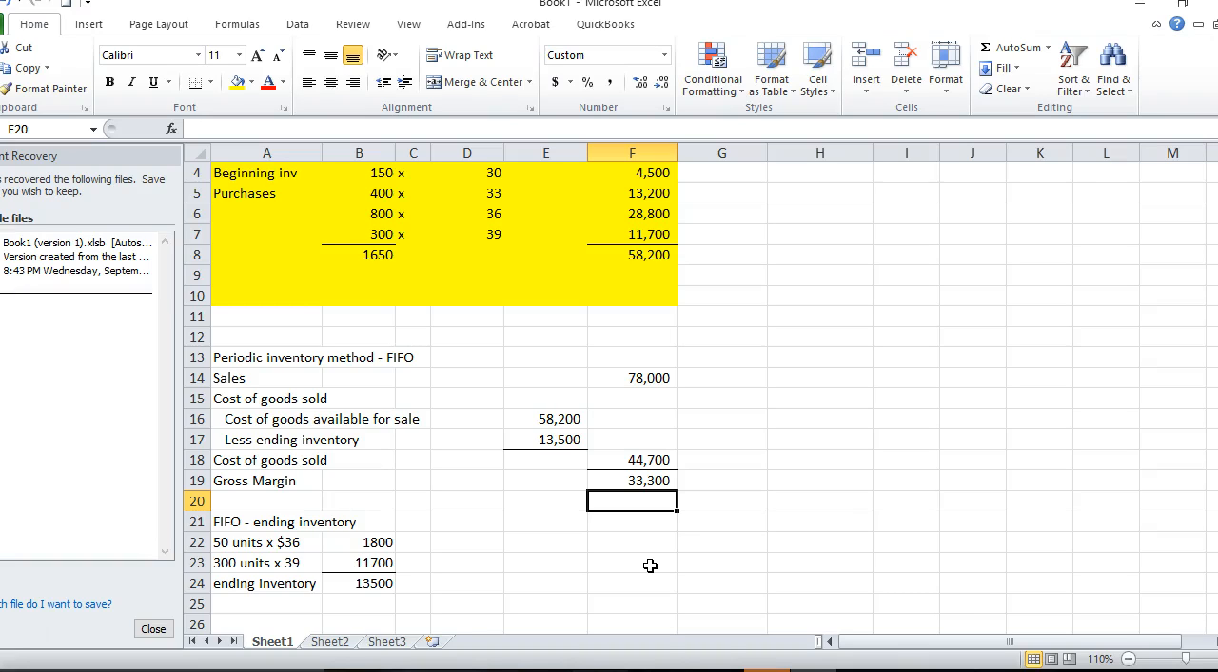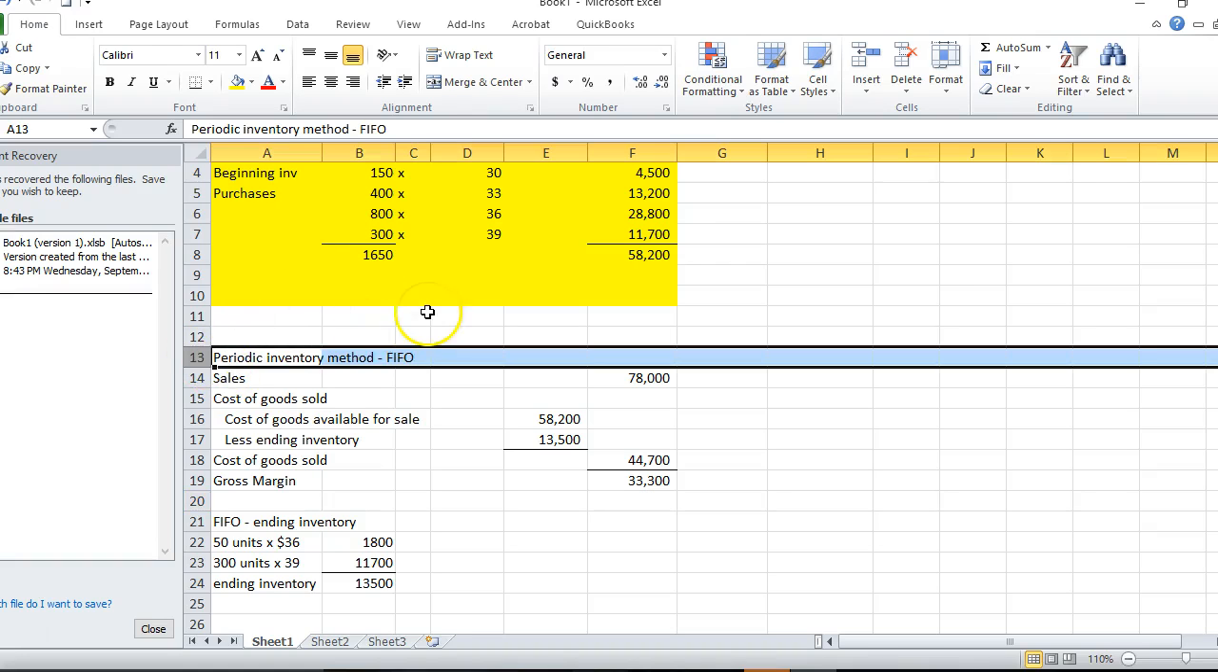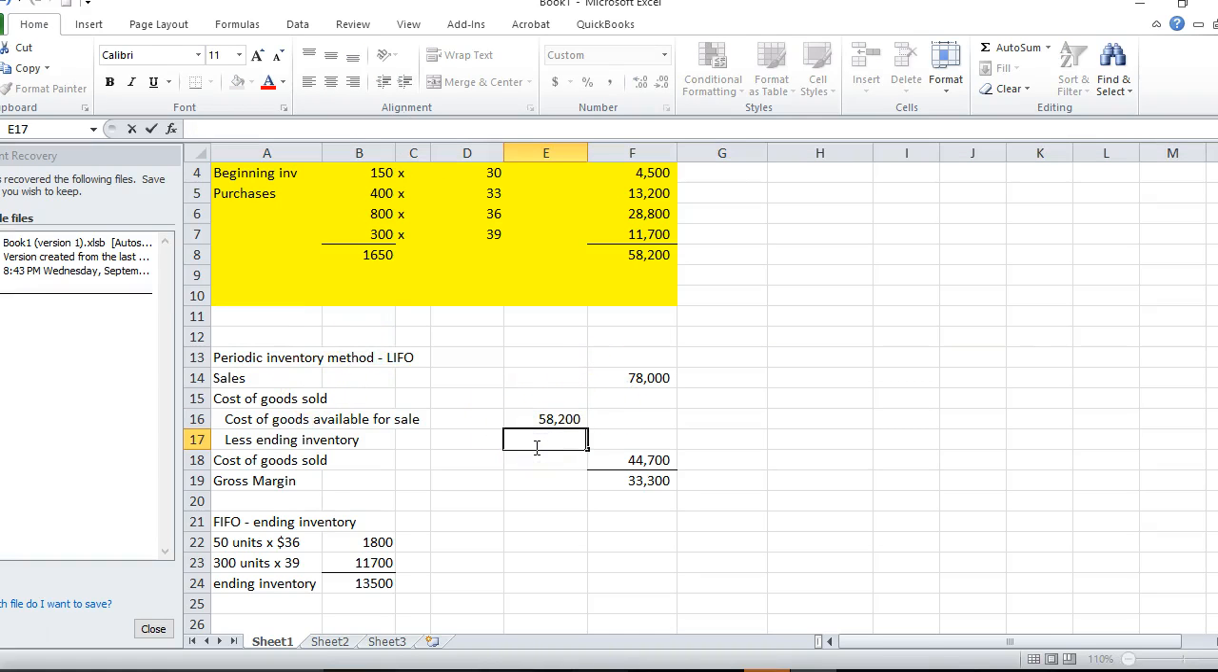So using the FIFO method, the first ones in are the first ones we sell, which means what's at the end of the month is what's still sitting on hand. Does that make sense? Any questions on that? Now let's do it using LIFO. LIFO means that the last goods on hand are the first goods we sell.